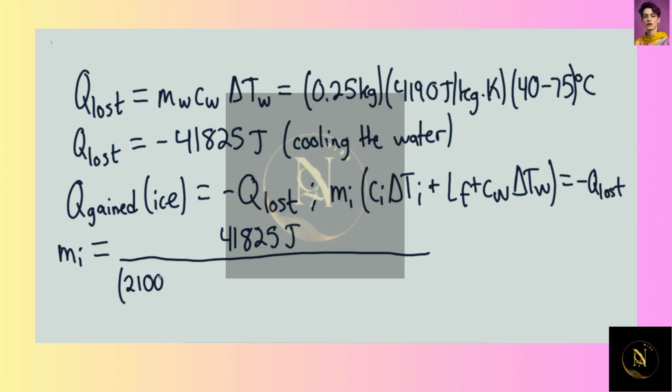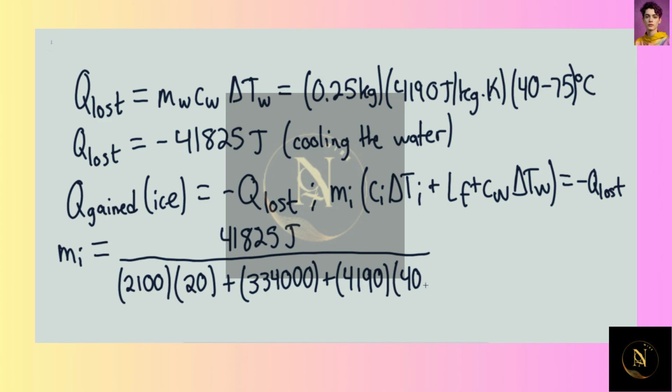2,100 for the specific heat of ice, 2,100 joules per kilogram per Kelvin, times 20 degrees Celsius, because the ice started at negative 20 degrees Celsius, plus the latent heat of formation, so 334,000, and then plus 4,190, the specific heat of water, times, again, that 40 degree temperature increase. And this is going to equal 6.74 times 10 to the negative 2 kilogram.